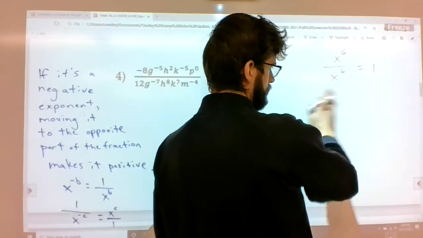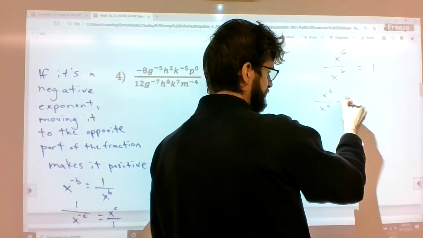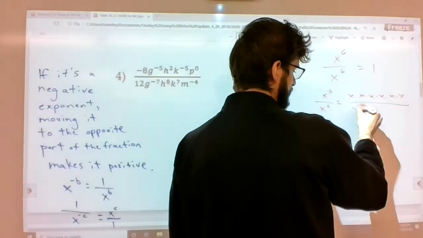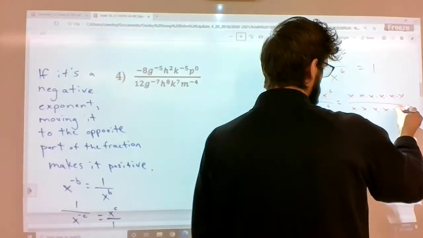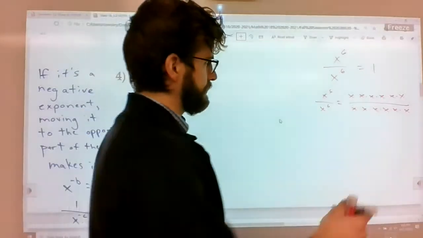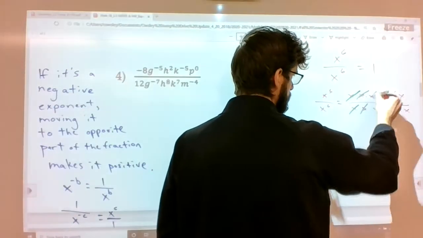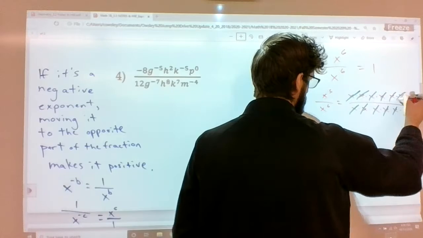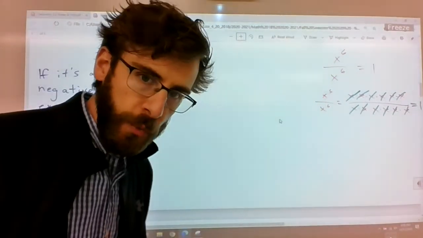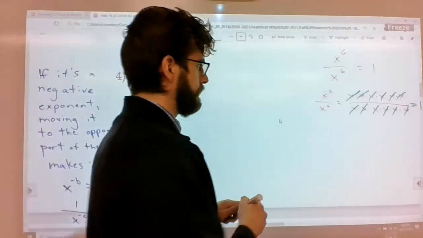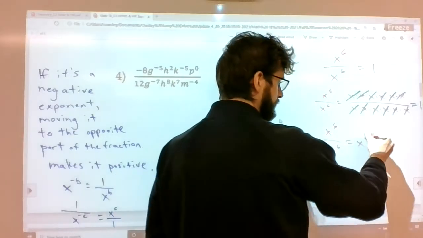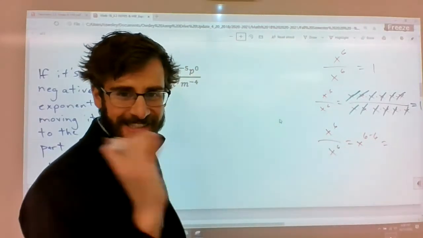If I expanded x to the 6 over x to the 6, there'd be 6 x's on top and 6 x's on the bottom. You get 1 over 1 6 times. And it equals 1. But if you use the rules of division, subtract. 6 minus 6 is 0.